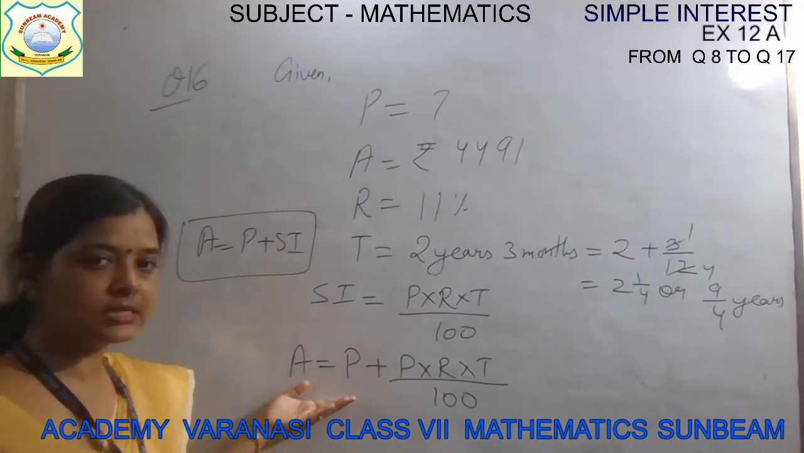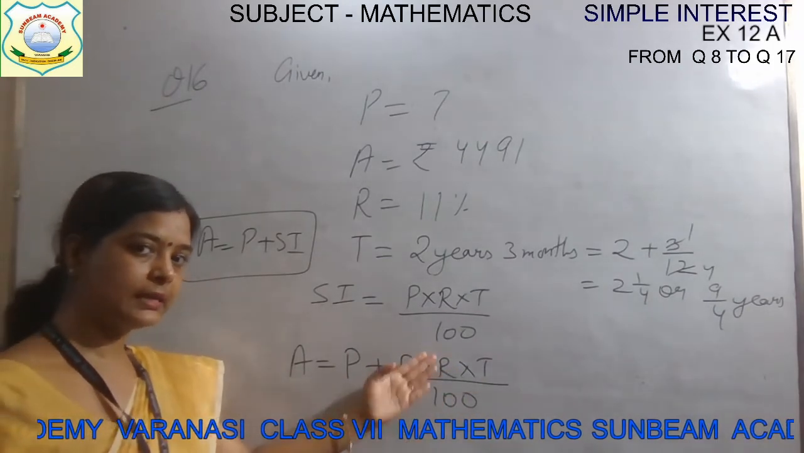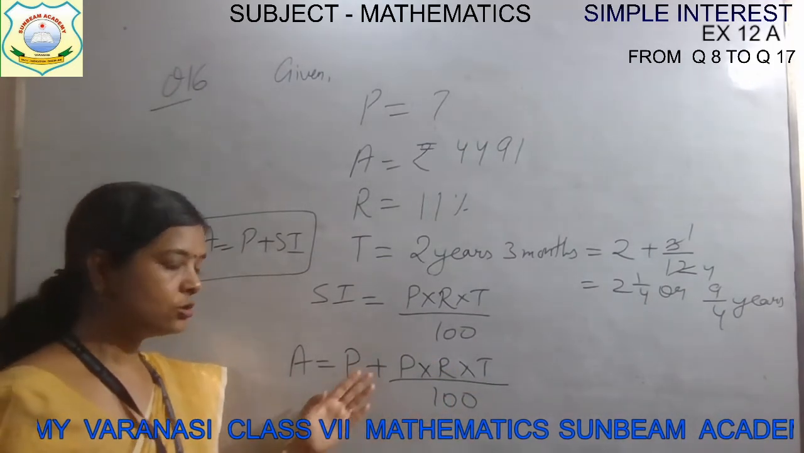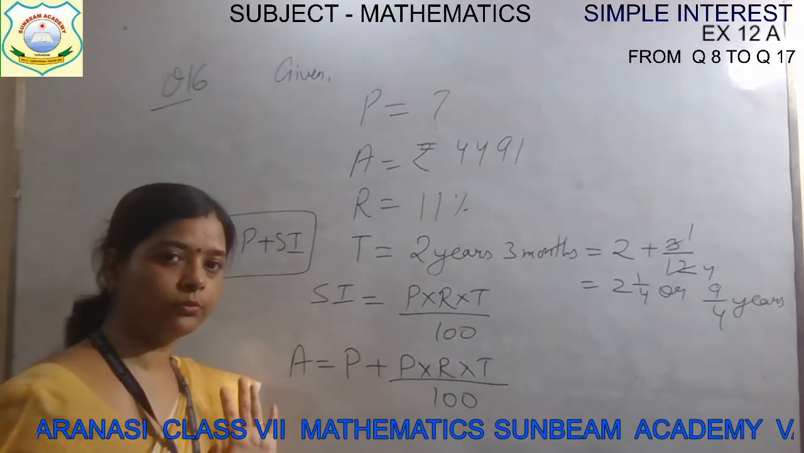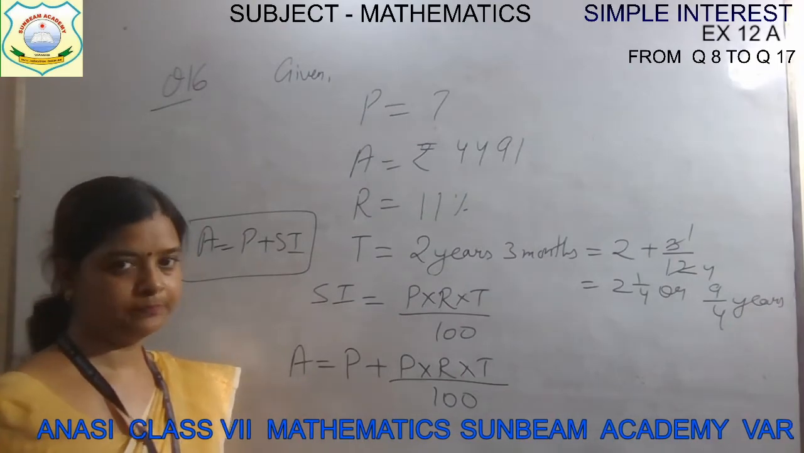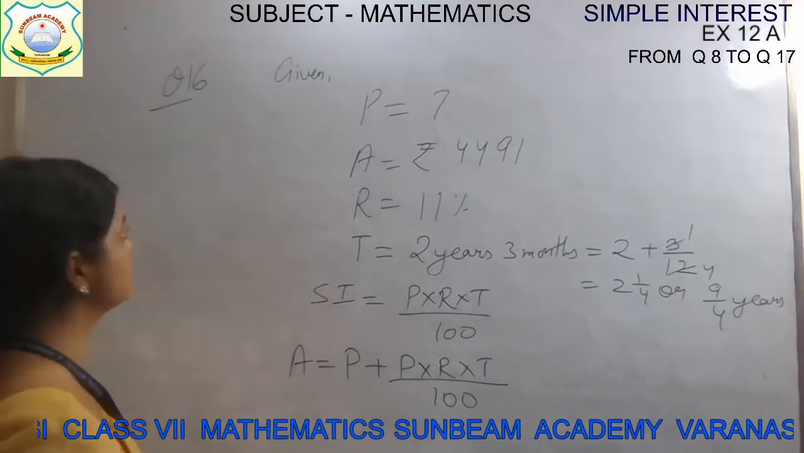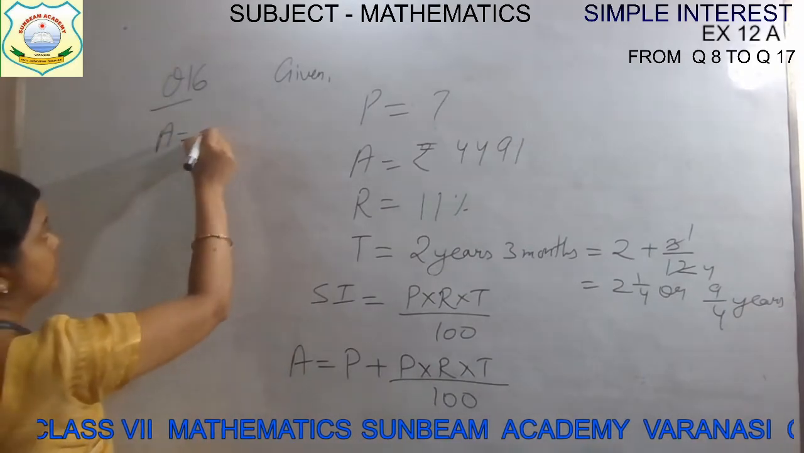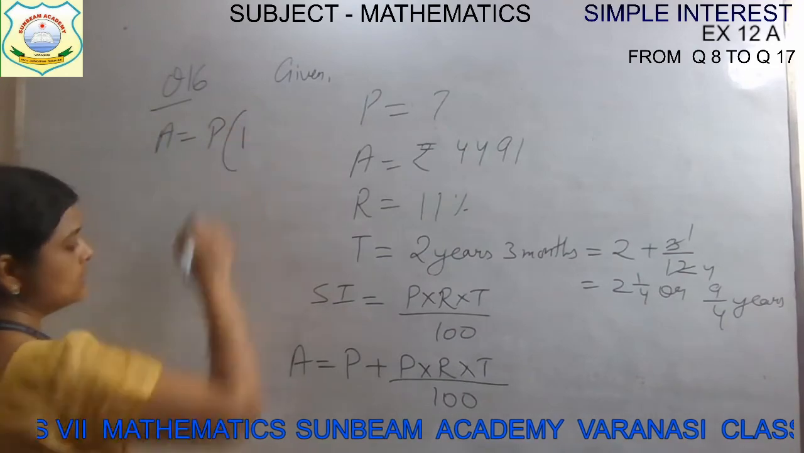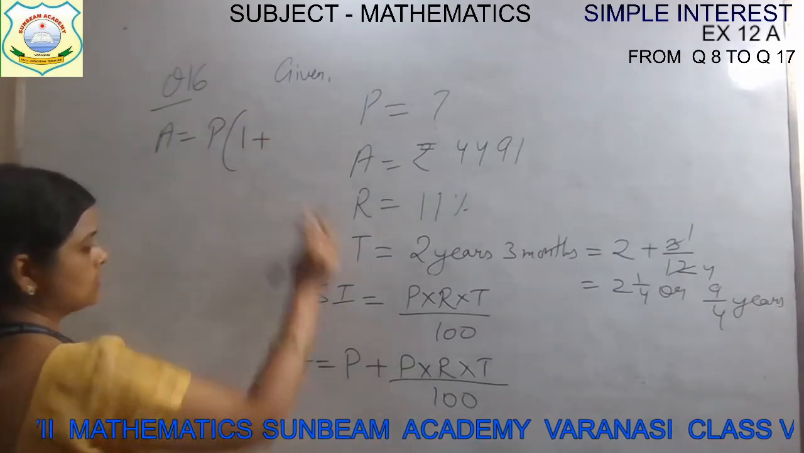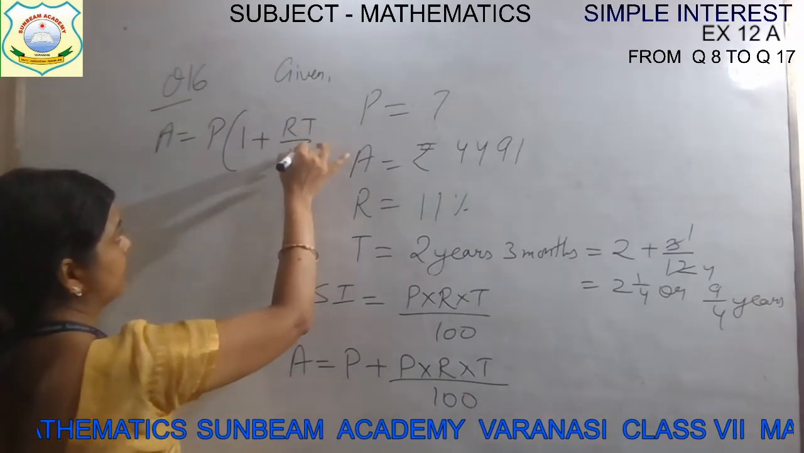So if you see this formula, P plus P into R into T upon 100, in place of SI I have put its value, child. So only P we don't know and the rest of the values we know. So we can find it. How will you find it? It's different, so see it seriously. Amount is equal to P. Take P outside. What is left? 1 plus, since P is out, R into T upon 100.